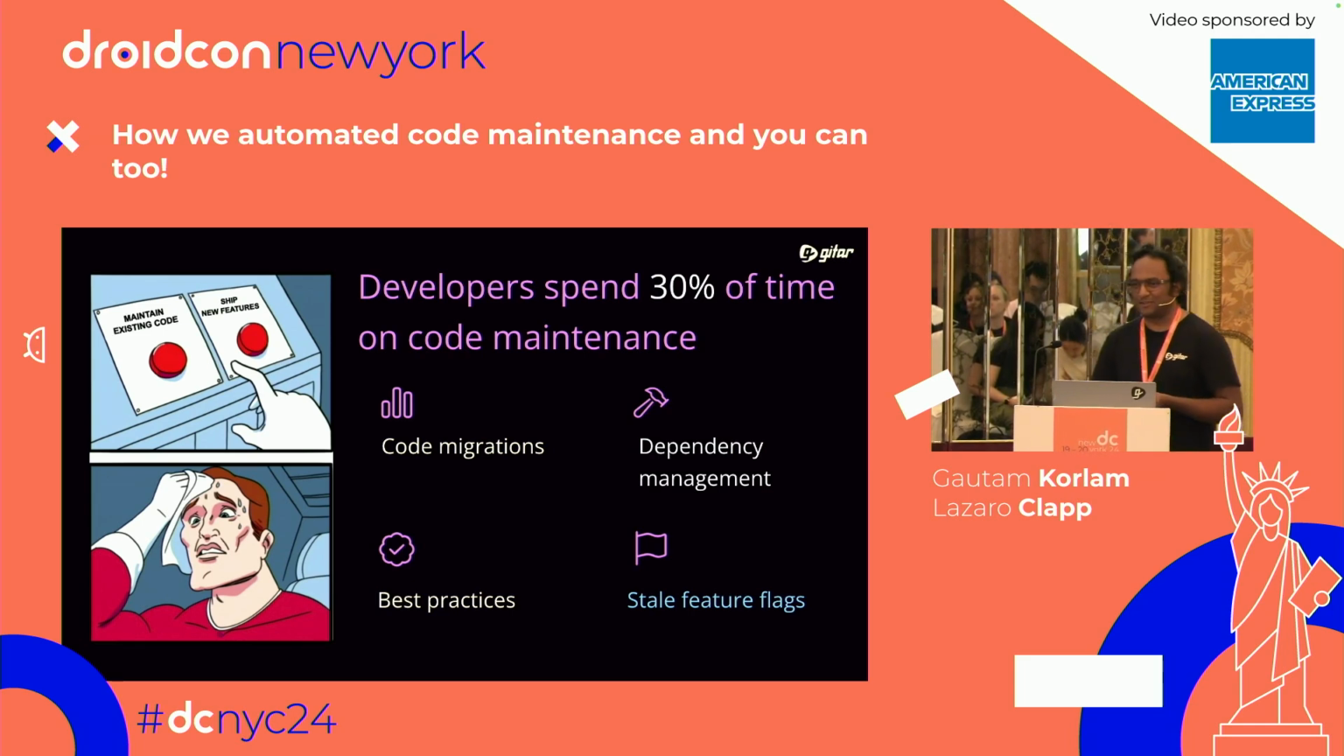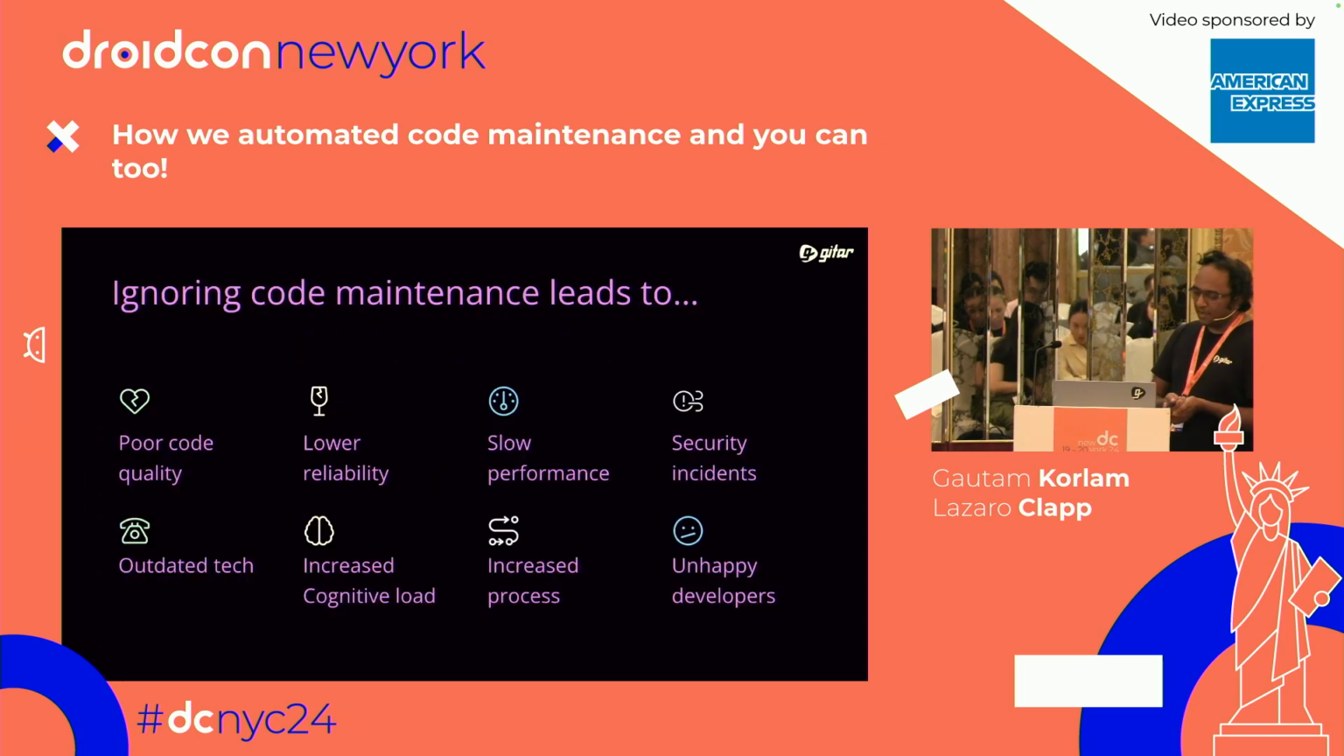Enforcing best practices or cleaning up stale flags can take up a lot of time. And if you ignore these things over time, just like if you don't go for a health checkup, things start getting bad. So your code quality comes down, your reliability suffers, apps become slow or janky, and stuff becomes outdated and no longer maintained. And there's a lot of cognitive load for developers that come into the code base dealing with a lot of legacy code and tech debt. And that leads to unhappy developers, and that's not good.